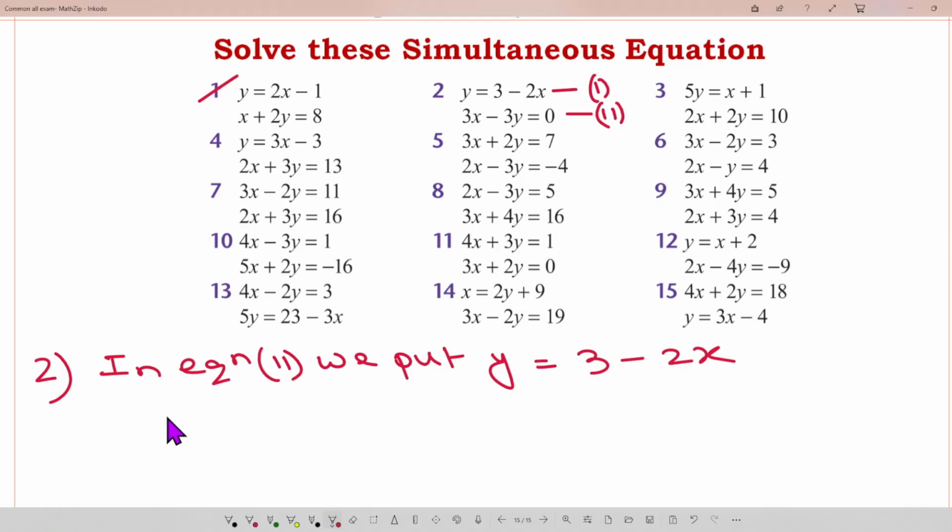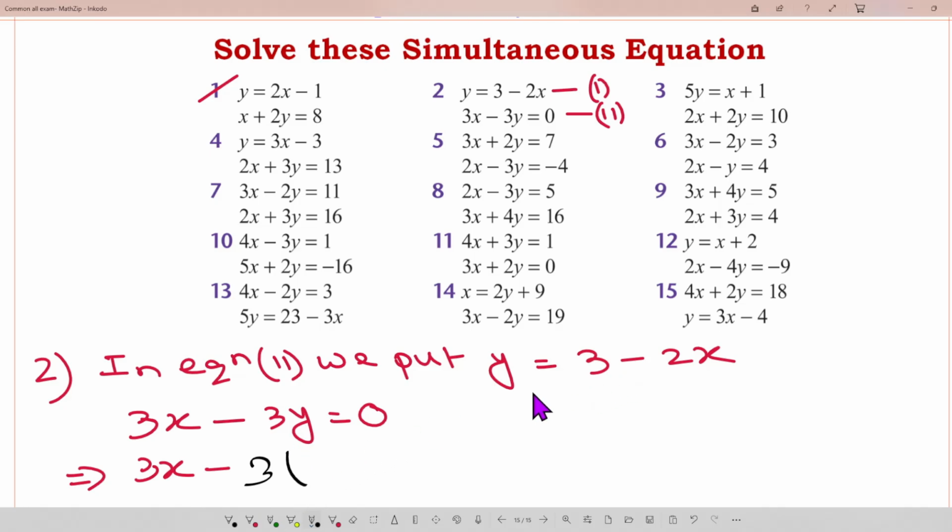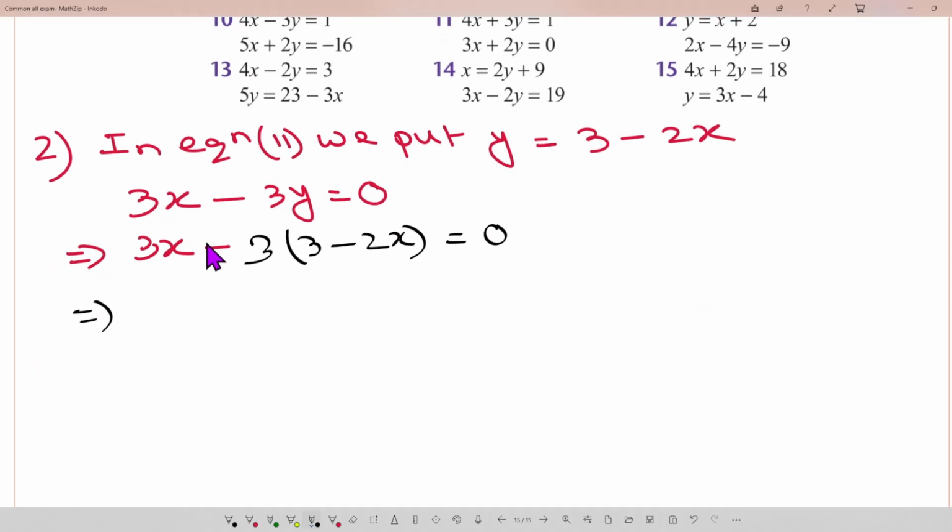So here is equation 2, 3x minus 3y equals 0. Now 3x minus 3, and again we substitute this y by 3 minus 2x, and equals 0. Now it's a simple format of this linear equation. 3x minus 3 times 3 is 9, and this minus and this minus will be plus, and 3 times 2 is 6x, equals 0.